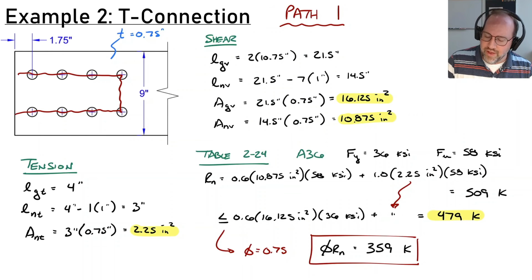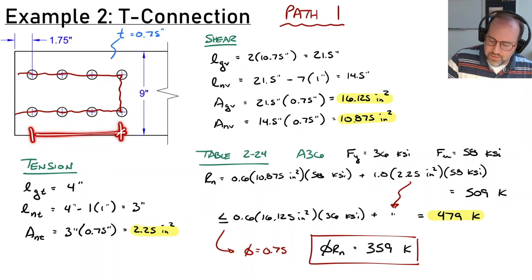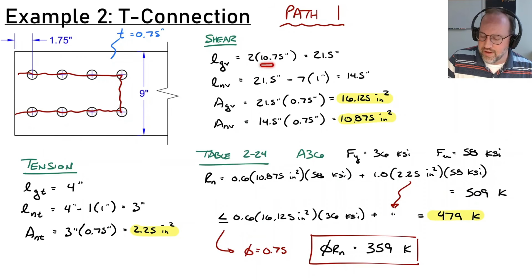So if we look at the length, once again, we have 2 paths. And the paths are still, this was 9 inches here, plus 1.75. So it's the same distance as we had before. So 10.75 per path times 2 paths. We still have 1, 2, 3.5. So 3.5 and another 1, 2, 3.5. So that's a total of 7 holes that I need to subtract out. Multiply that by the thickness to get my gross and net shear areas.